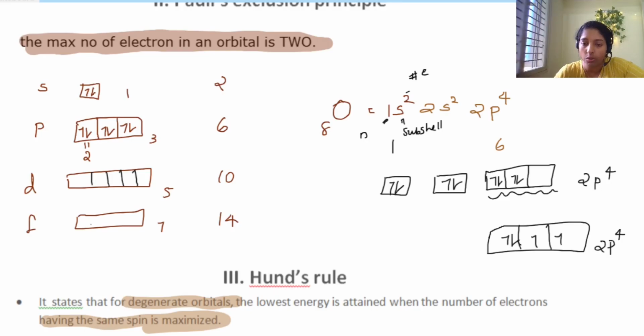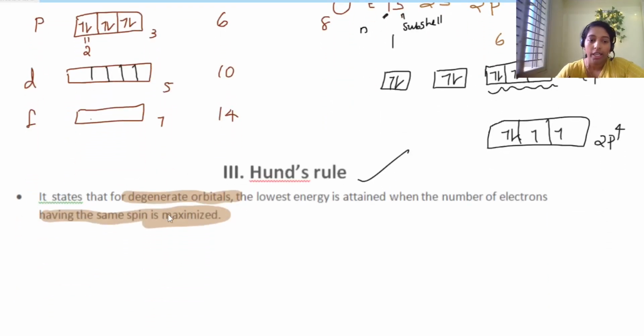So what do you think? Which one is correct? There we are using Hund's rule. According to Hund's rule, this notation is wrong. That's why they say that for degenerate orbitals, the lowest energy is attained when the number of electrons having the same spin is maximized. Or we can say pairing. Pairing means the second electron is also in the same orbital. Pairing can take place only after single occupation.